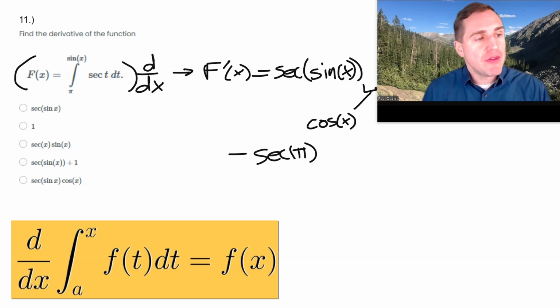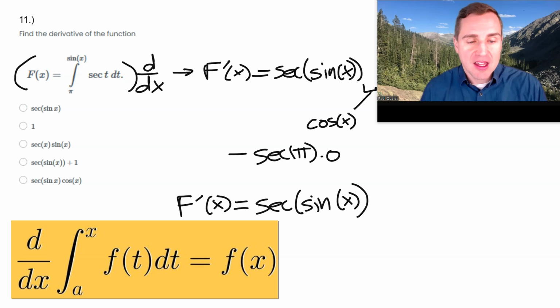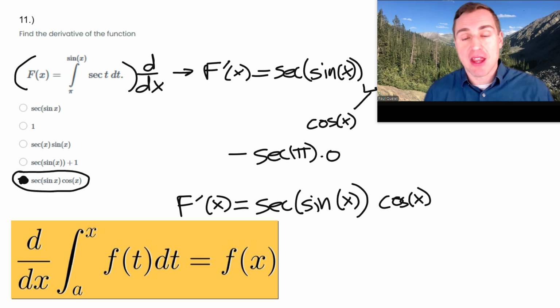But then what's the derivative of any constant? Well, it's going to be 0. So this term is gone. So then what do we have? We just have capital F prime x is equal to the secant of the sine of x times cosine x. Okay, so believe it or not, that's pretty complicated looking, but that is exactly our answer.